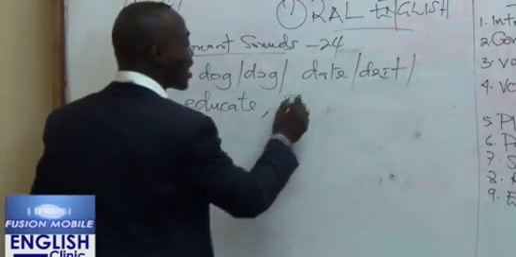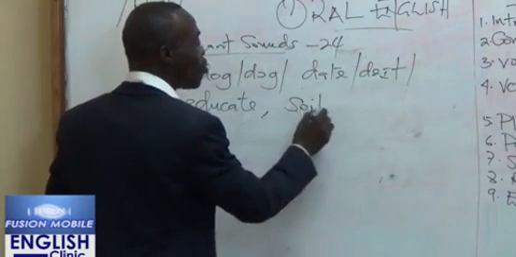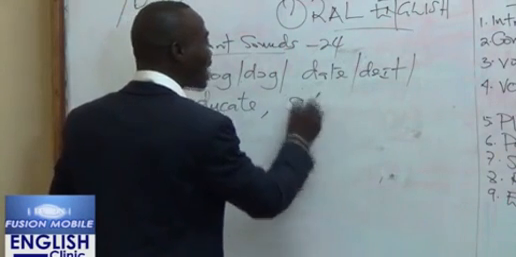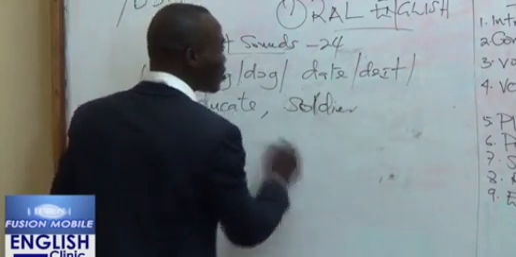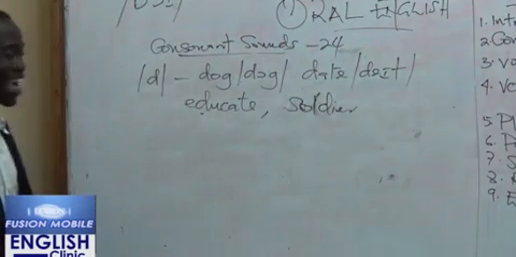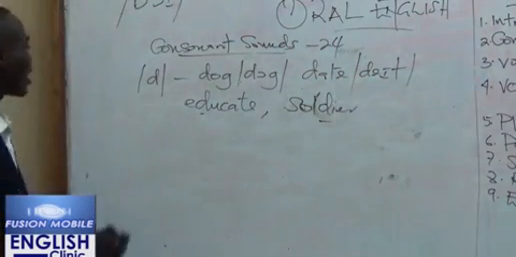But in a word like S-O-L-D-I-E-R, it is not pronounced "soldier" with a D, but "soljer". So the D is pronounced as J.